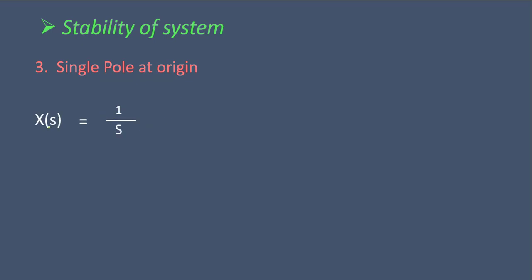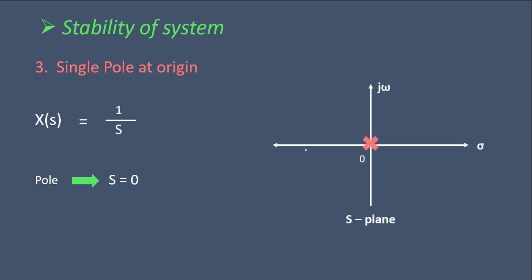So I have a transfer function X(s) equals 1 by s. If you substitute s equals 0, you will get a pole at s equals 0. And the pole diagram will be like this. The pole will be at s equals 0.